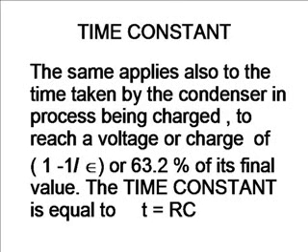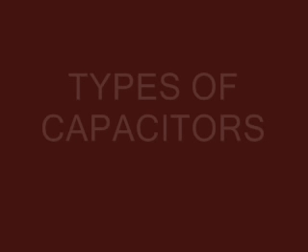The same applies to the time taken by the condenser, in the process of being charged, to reach a voltage or charge of 1 minus 1/e, or 63.2% of its final value. The time constant is T = RC.